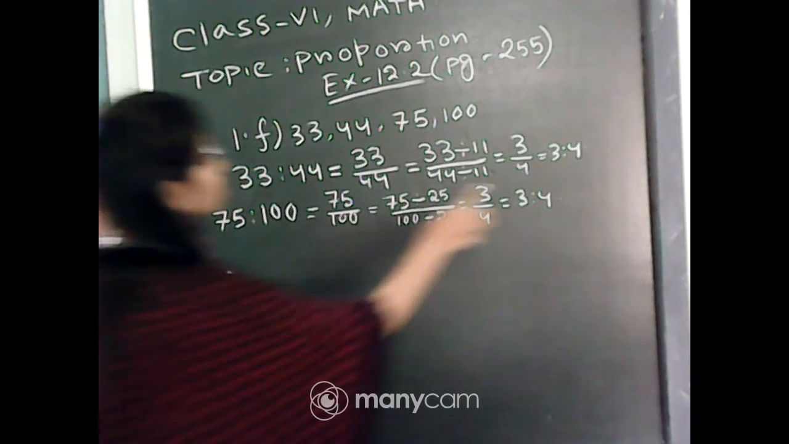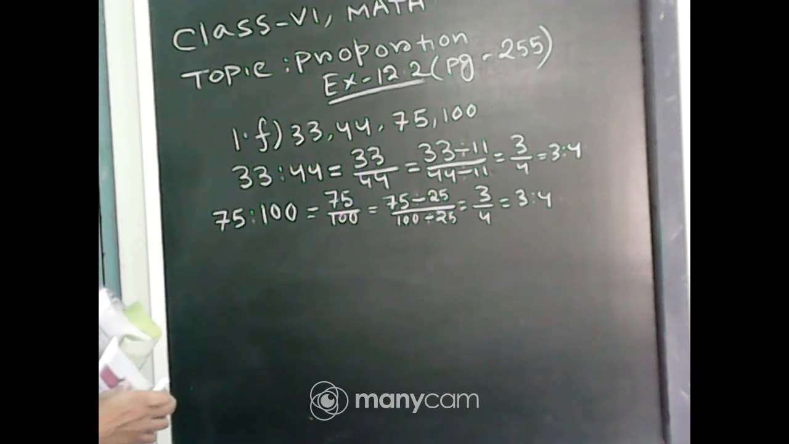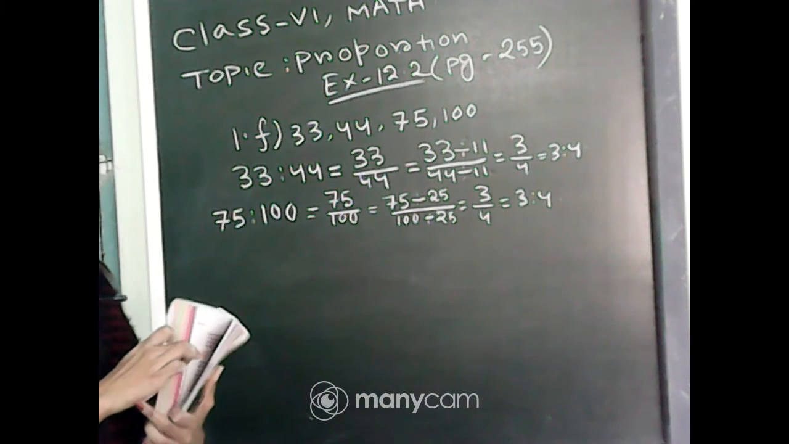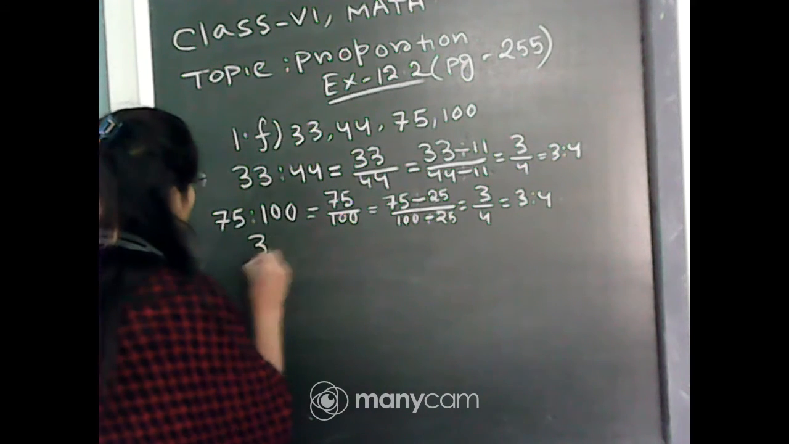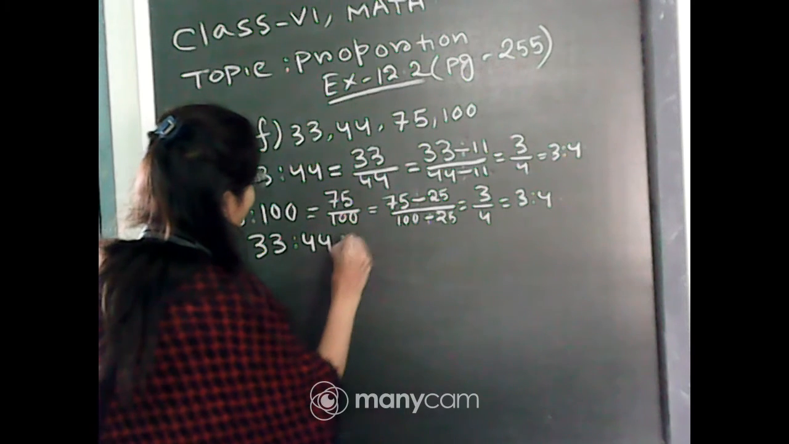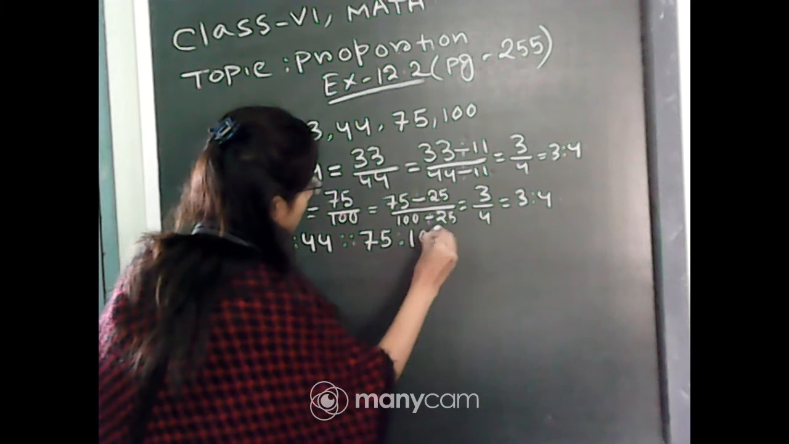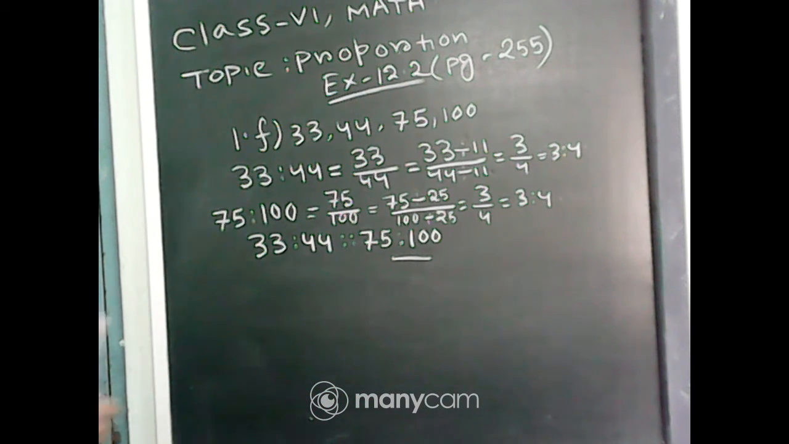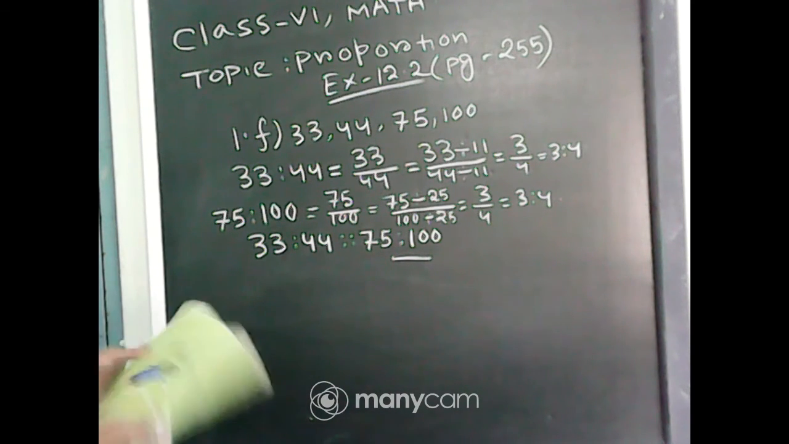So, both the ratios are equal. We know that if two ratios are equal, they are in proportion. So, we can write 33 is to 44 as 75 is to 100. Clear? The quantities are in proportion. Okay, again I repeat.